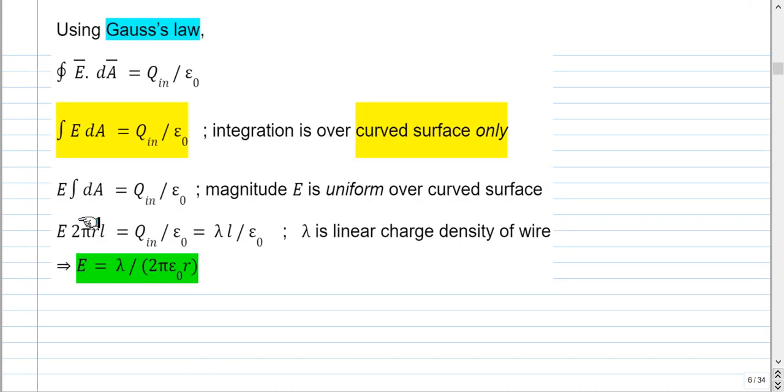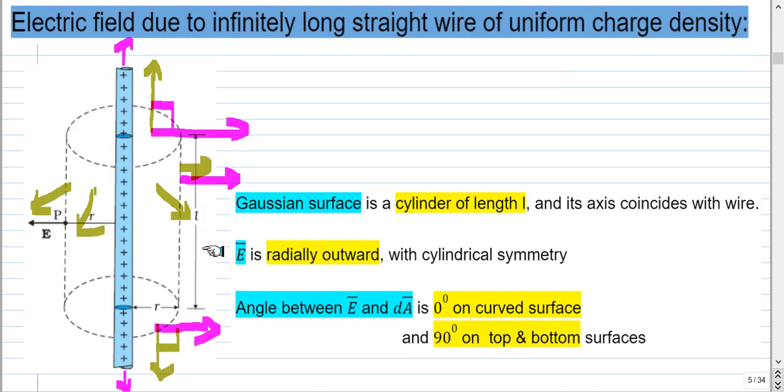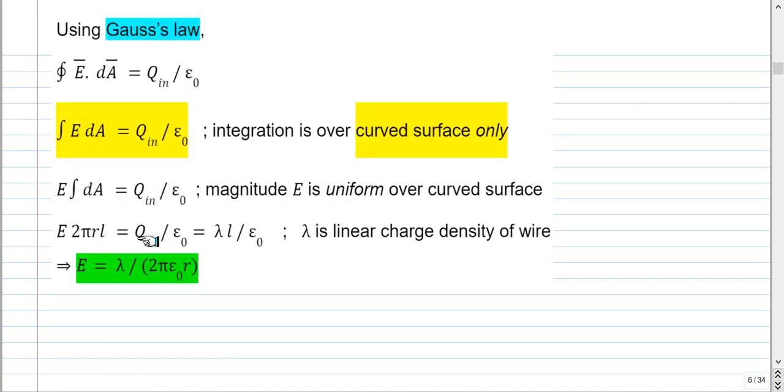So this integration is trivial, and Q is the charge present inside the cylinder, which is lambda into L. Lambda is the uniform charge density, and L is the length of the cylinder. So the amount of wire present inside the cylinder is of length L, and that contributes a charge of lambda into L. From this we get the expression for the electric field as lambda divided by 2 pi epsilon naught into R.